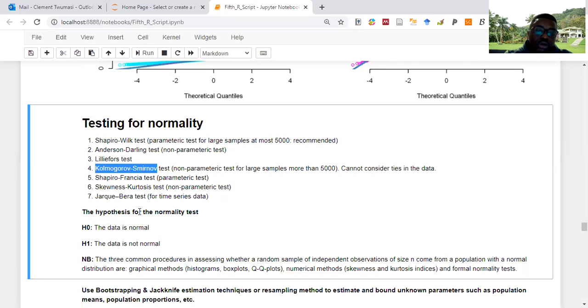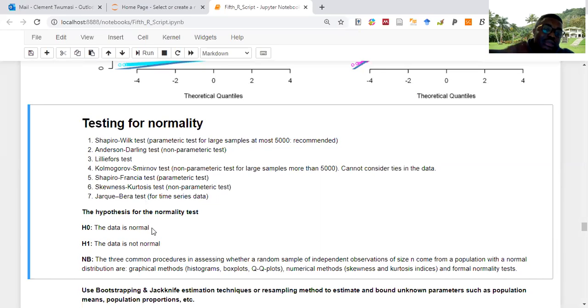Don't forget that for normality tests, always keep in mind, we've not done statistical inference or hypothesis testing yet. But for any statistical test you do, it has something called a hypothesis, and there are two different hypotheses that are mutually exclusive. We have the null hypothesis, which is what you assume to be true until proven otherwise. For the normality test, the null hypothesis is that the data is normal, and the alternative hypothesis is that the data is not normal.